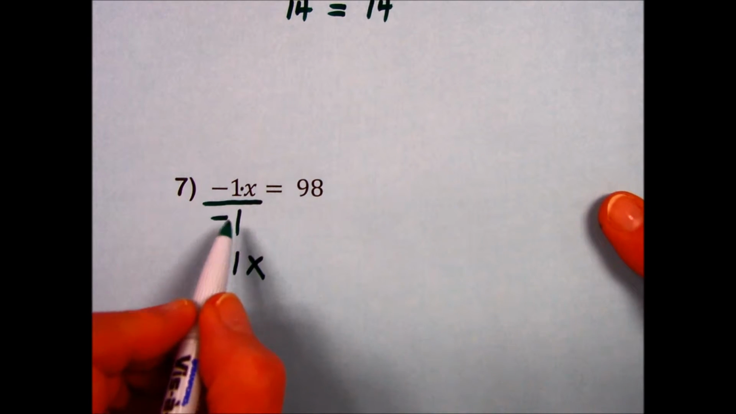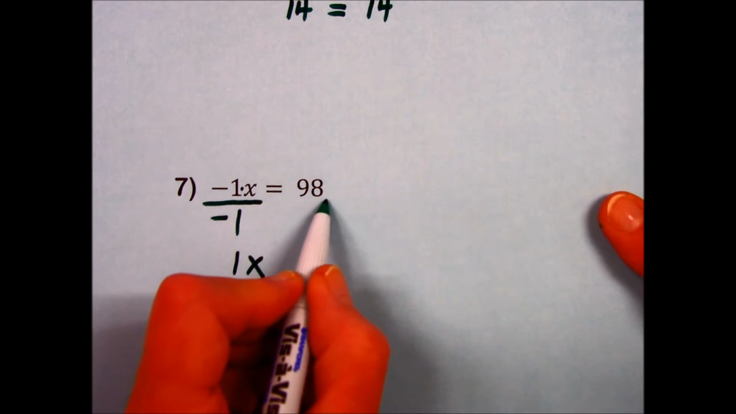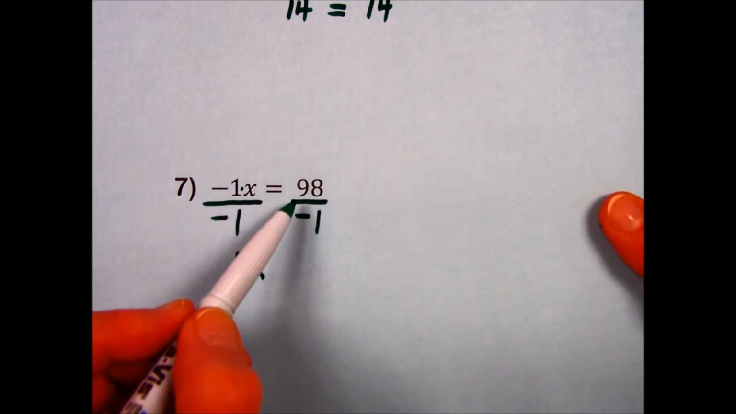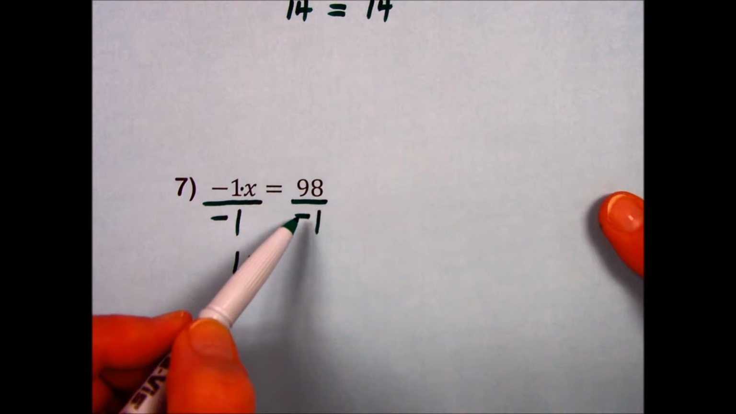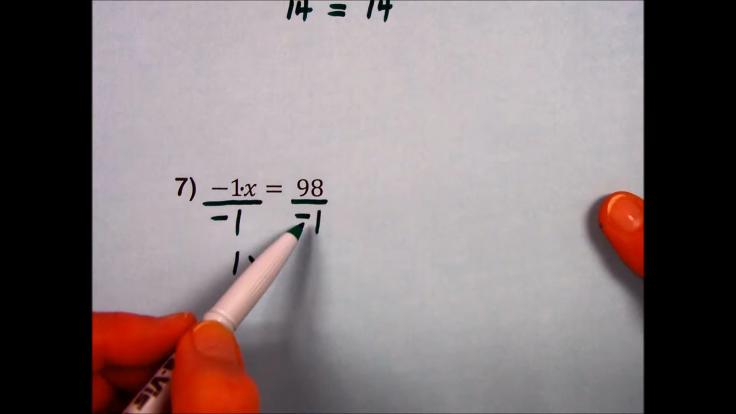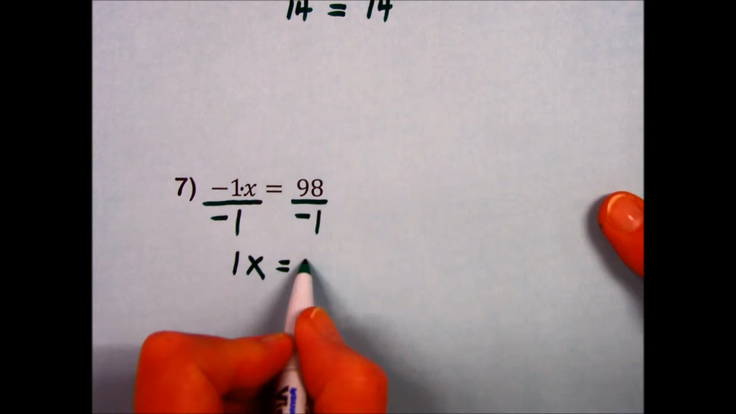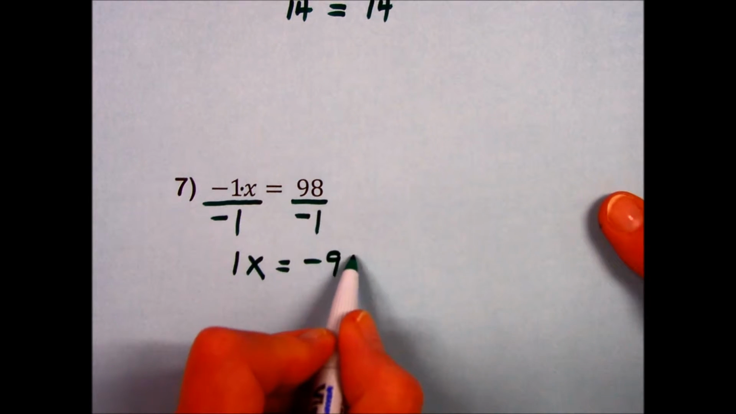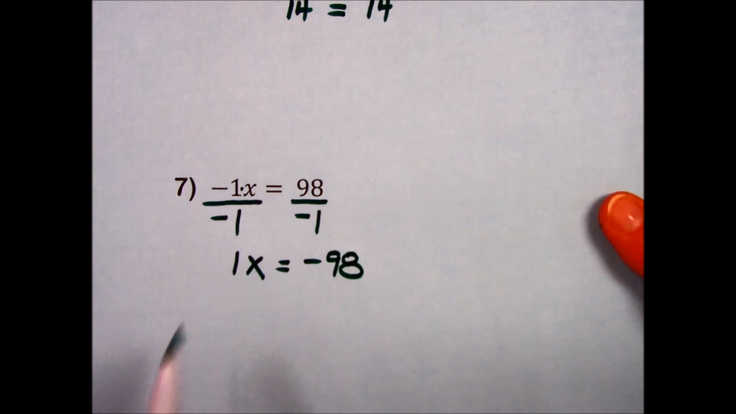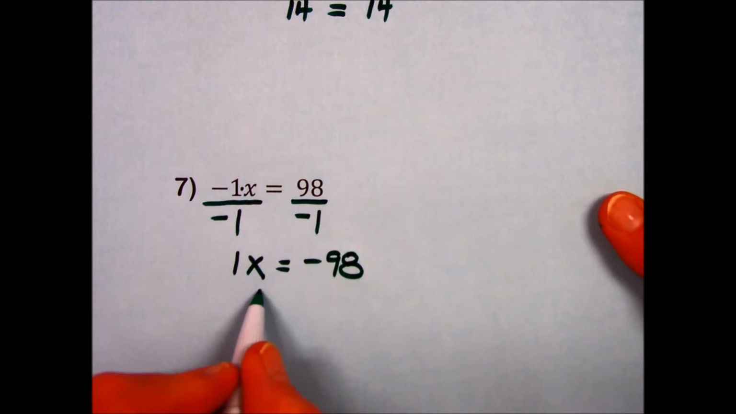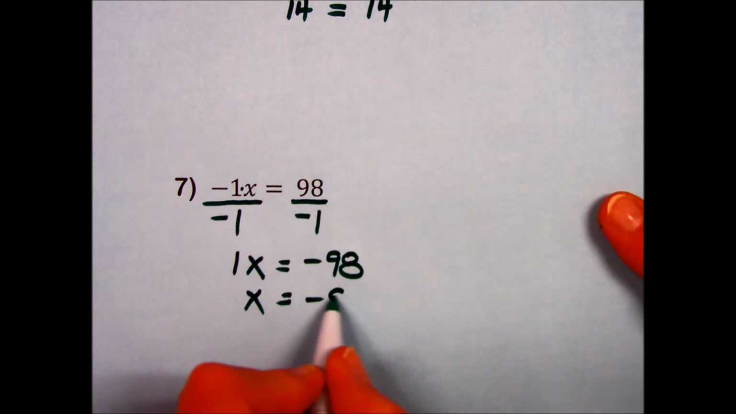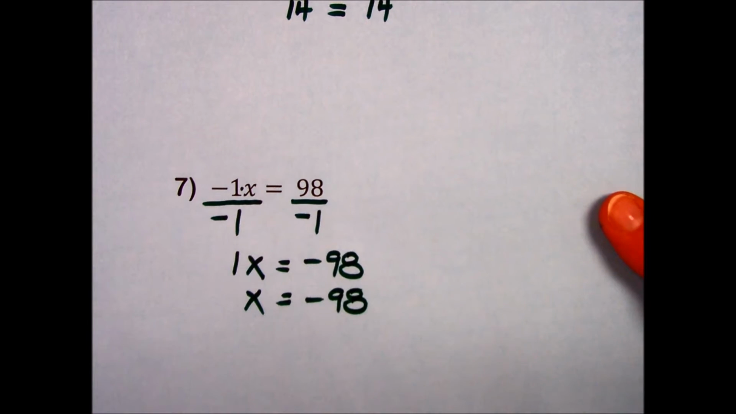In the meantime, what's happened on the left has to happen on the right. I now have a positive number divided by a negative. Whenever we have one negative, the answer will be a negative result. 98 divided by 1 is the negative 98. 1 times x is understood to be x if you do your multiplication. So x has a solution of negative 98.